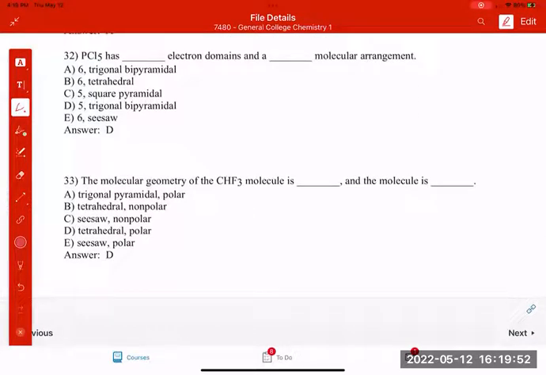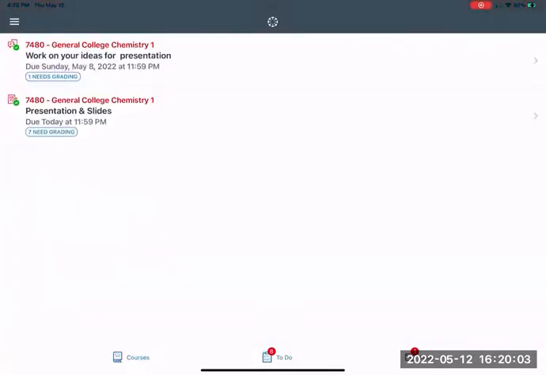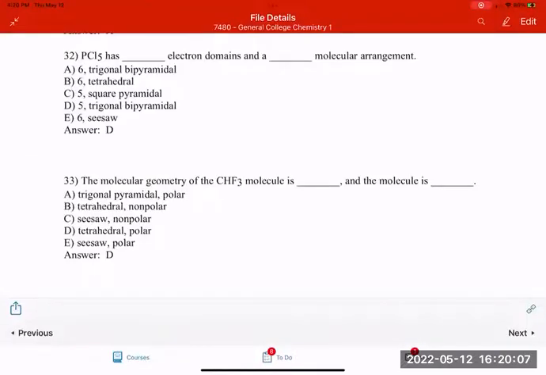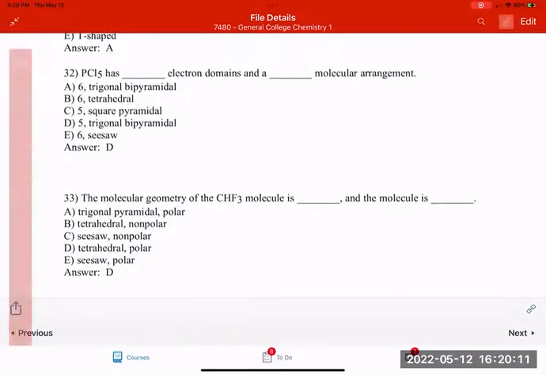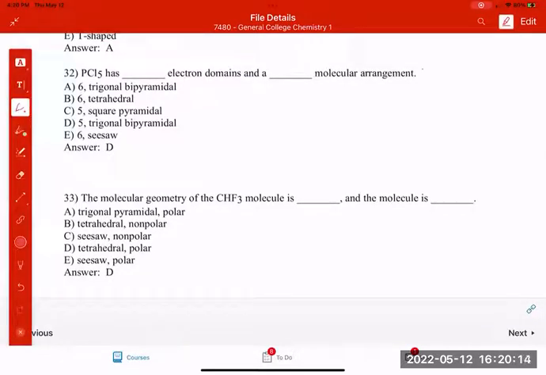Okay, let's do this one. PCl5, how many electron domains does it have? So PCl5, phosphorus, same thing here. In this question, they are asking you to draw the Lewis structures. Though you may think that you don't need it, draw the Lewis structures.